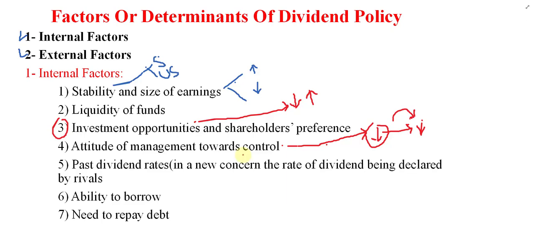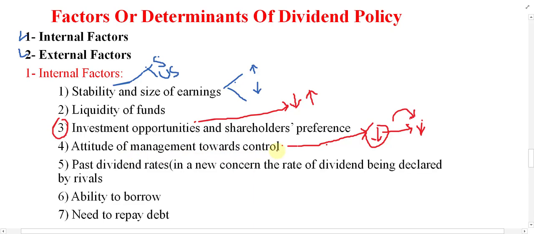decreases in the company. Why is this so? Because shareholders are owners of the business. As the number of shareholders increases in the company, definitely the power or the management or the authority of the company will be distributed between them, right? So in this case, the shareholders, in order not to lose their power, may not prefer to take dividend from the company and basically force the company to issue new shares in the market. So this is called attitude of management toward control.